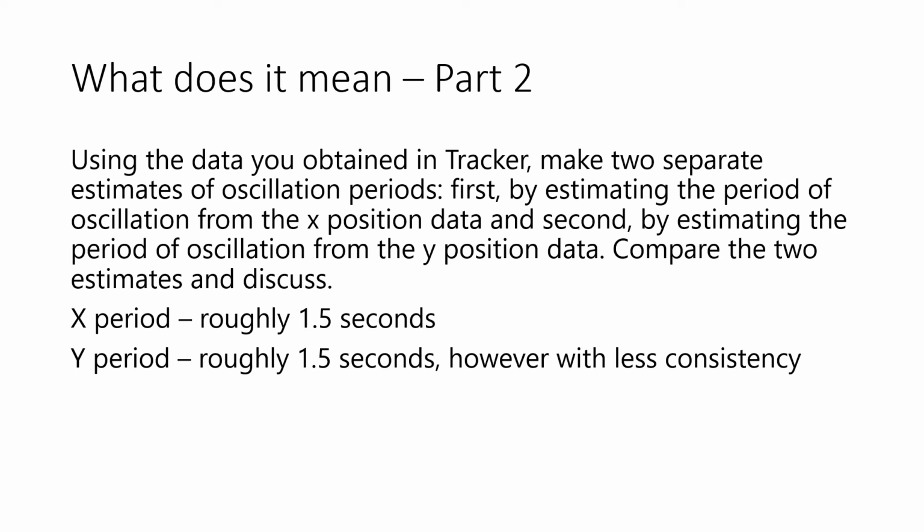Part 2, a much more interesting question, is the two different estimations of oscillation periods. So I obtained from Tracker the X and the Y period, and both were around roughly 1.5 seconds. But I think what was interesting is that the Y oscillation was less consistent. They were both roughly the same figure. However, the Y oscillation was variable, and I wasn't initially sure why this was.